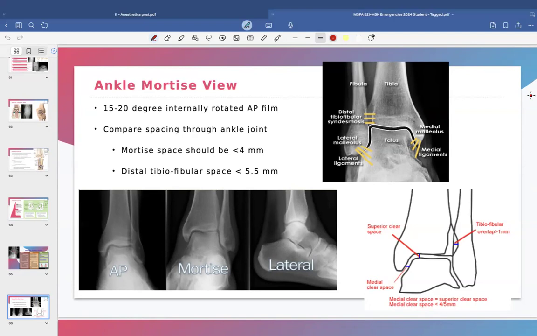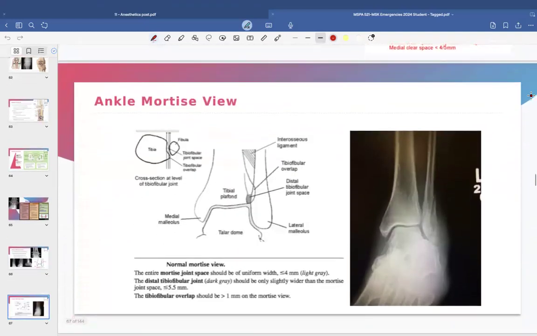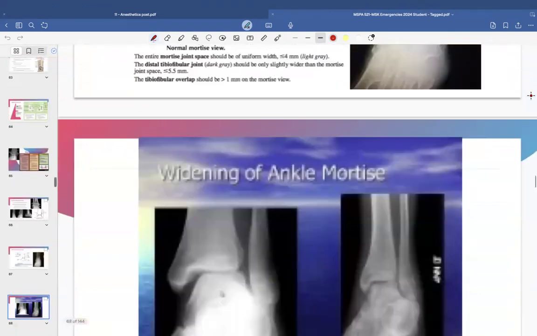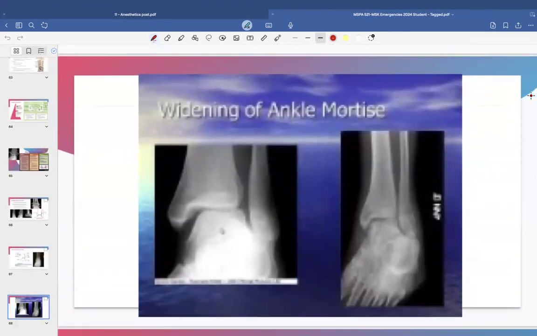Here's another picture of that mortise view. And here's what it looks like when it's big and wide. So this is a widened ankle mortise. This is a surgical repair or treatment. This is a very unstable ankle on the left. You can see how this is widened here. This is shifted over, right? This should probably be right here. So you can see that that is significantly shifted compared to this one.